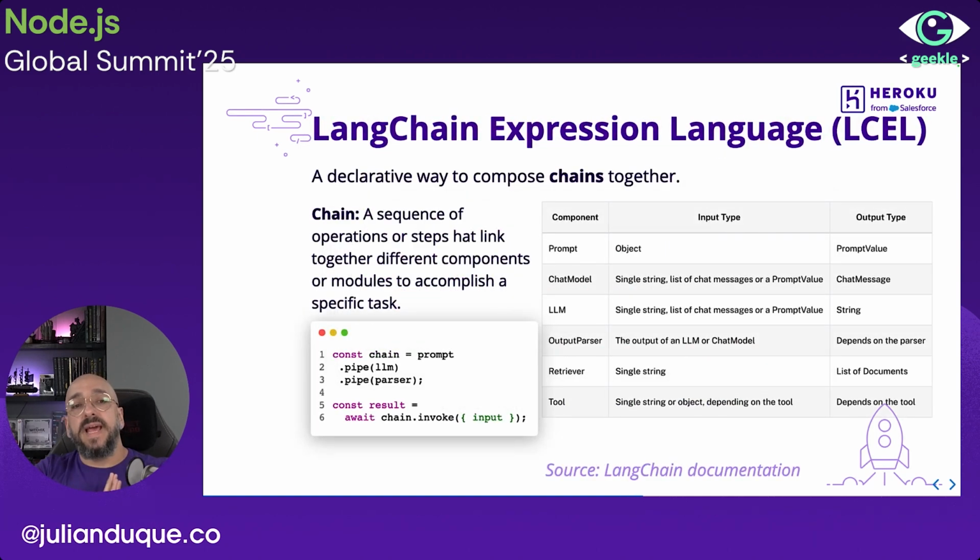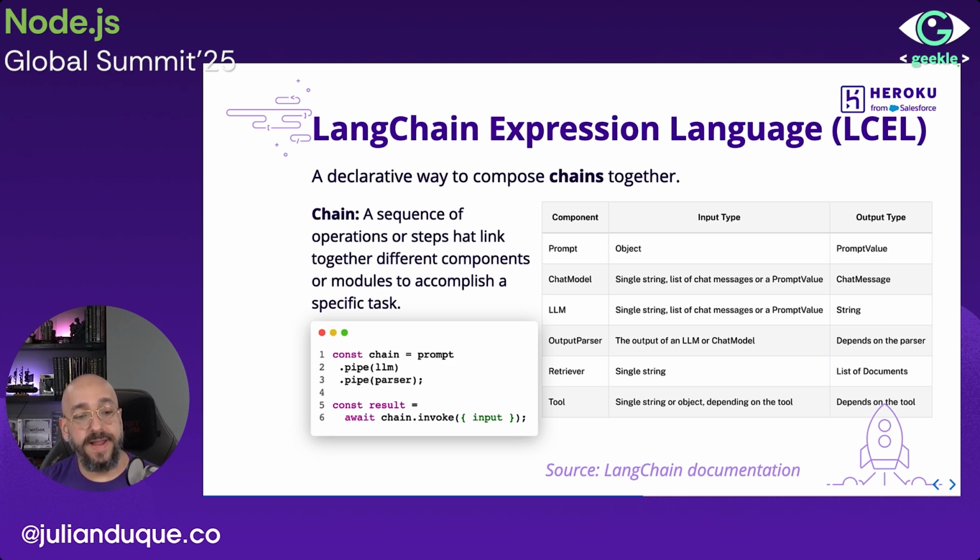There is the LangChain Expression Language, or LCEL, which is a declarative way to compose chains together. A chain is just a sequence of operations or steps that link together different components or modules to accomplish a specific task. So, what types of components can we chain together? A prompt. We can compose it with a chat model or with just an LLM. We can compose it with an output parser. How are we going to parse the output of the LLM? We can compose it with a retriever to fetch information, or we can compose it with a tool.